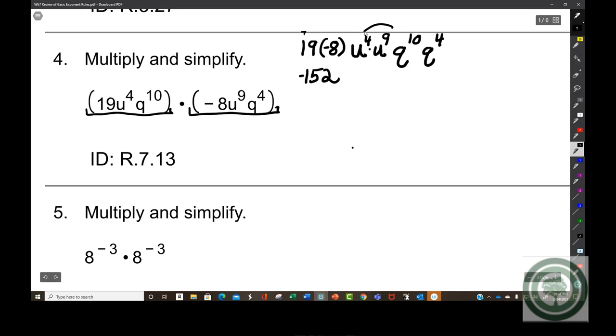Now, the way we multiply this is we take note of the fact that the bases are exactly the same. They are both u's. So when we multiply u to the fourth times u to the ninth, that's going to equal u to the 4 plus 9. It's one of the rules: when you multiply like bases, you add the exponents. Same for the q's here. This is going to be q to the 10 plus 4. So we have negative 152 times u to the 4 plus 9, which is 13, q to the 10 plus 4, which is 14. And that's your answer.